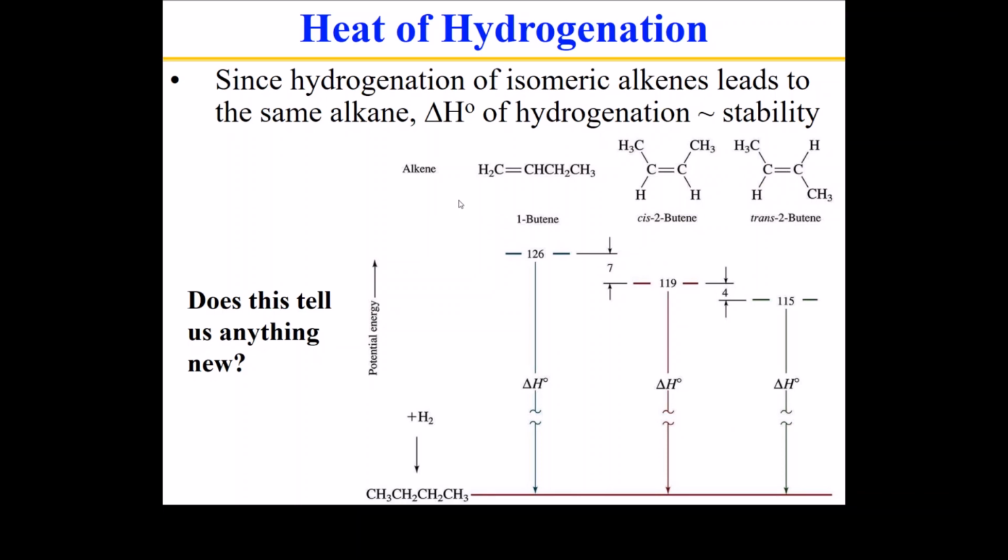So here is a different approach to that same problem. This is 1-butene, cis-2-butene, and trans-2-butene. These are all isomers of each other. The 2 on the right are stereoisomers of each other, and then this is a constitutional isomer of cis-2-butene and a constitutional isomer of trans-2-butene.